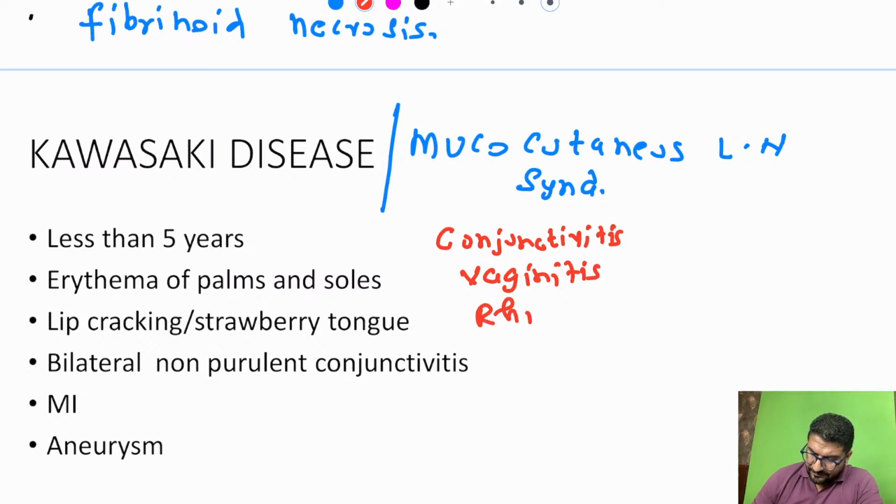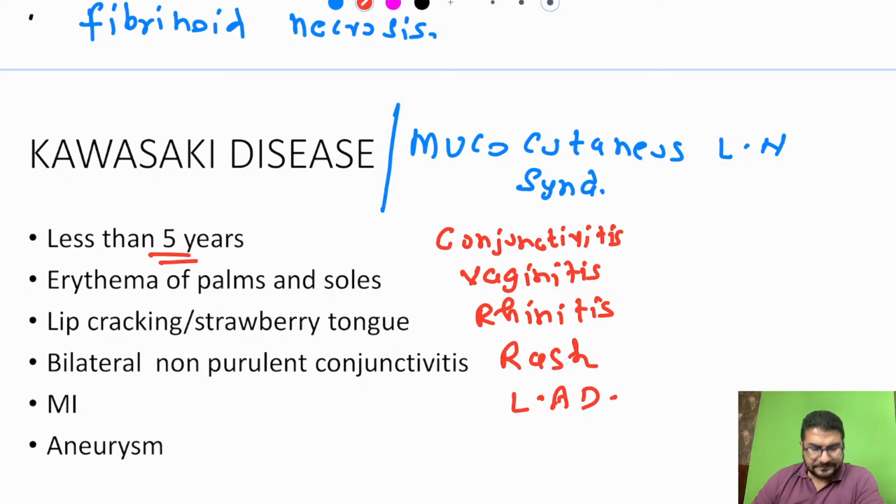नोज इन्फ्लेमेशन, नोज का म्यूकोसा, राइनाइटिस. स्किन में क्या होगी? रैश होगी. Lymph node means LAD, lymphadenopathy. So children affected are less than 5 years. You can see erythema of palms and soles, strawberry tongue because oral cavity is a mucosa.